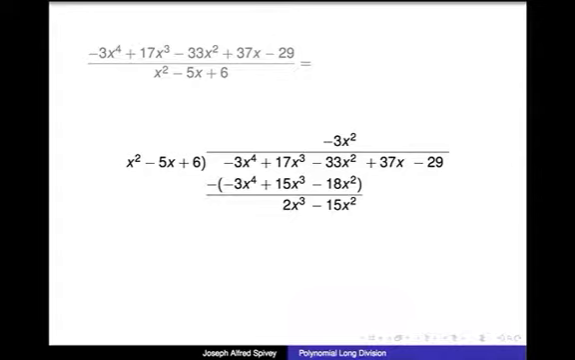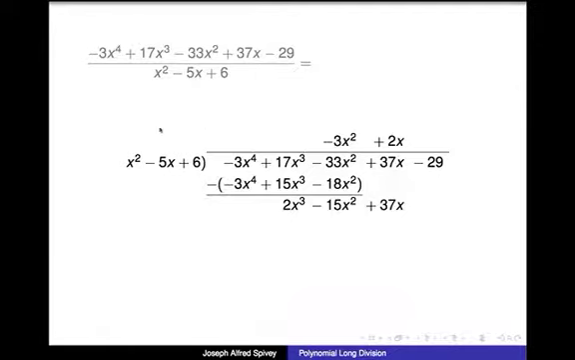Okay. And the next thing I want to do is to drop down my next term, which in this case is 37x. So now I want to divide my original divisor into my new polynomial down here. And as before, I look at the two leading terms. So I ask myself, how many times does x squared go into 2x cubed? Or, asking it a different way, what would I have to multiply x squared by in order to give me 2x cubed? I'd have to multiply it by 2x. So I write 2x right up there.